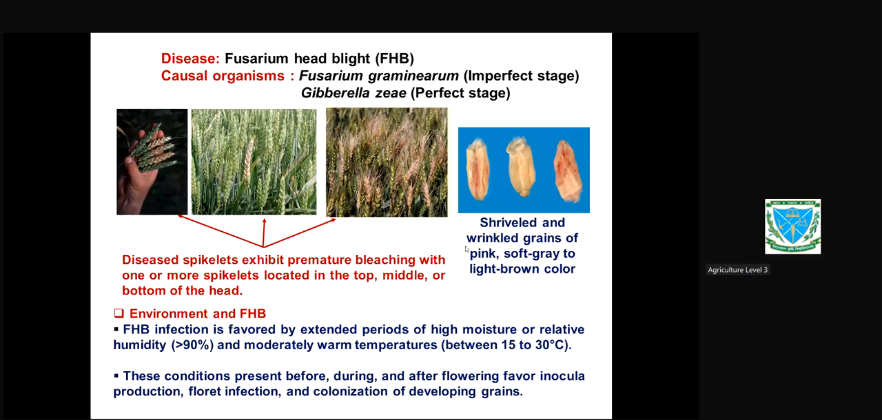So see here, the next disease, Fusarium head blight. This is a common problem in the North American countries, Mexico, and so on. For example, United States of America, Canada, and Mexico, and some other countries. In Australia also they have problem. But in our country also we have minor problem, Fusarium head blight, caused by Fusarium graminearum.